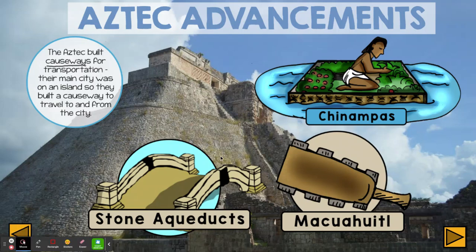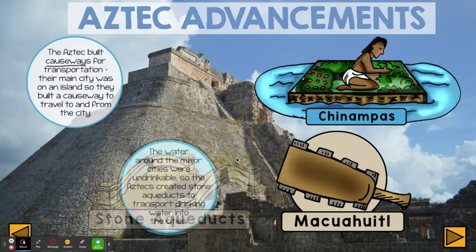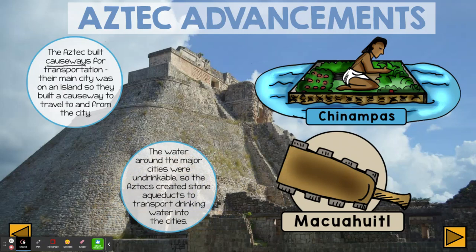All right. Next up, we have stone aqueducts. Because they were surrounded by water, most of this water was undrinkable. So they had to create stone aqueducts that transported clean drinking water into the cities. So again, something that they created, that would be those aqueducts. Okay.